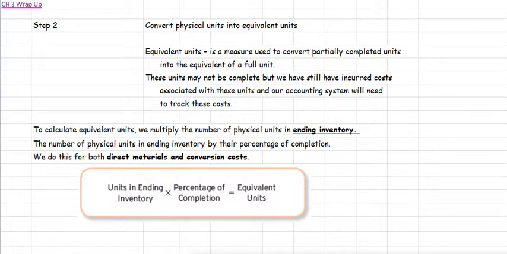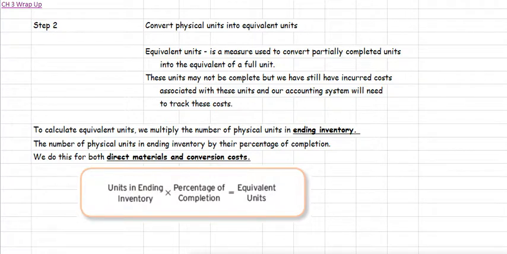So here's the second step tab. We are going to convert physical units into equivalent units. This is because we've incurred costs associated with these units. Even though they're not complete, they're still in the process, but our accounting system still needs to track these costs. In order to do that, we're going to take the ending inventory times the percentage of completion, and then we're going to get an equivalent unit measure.